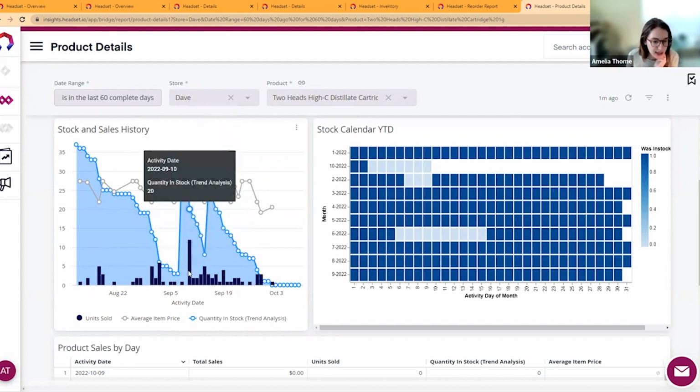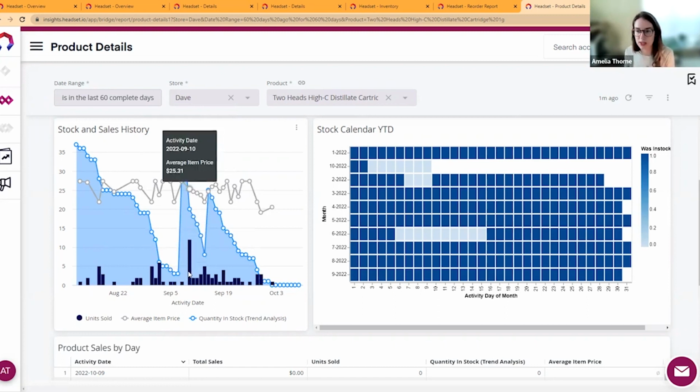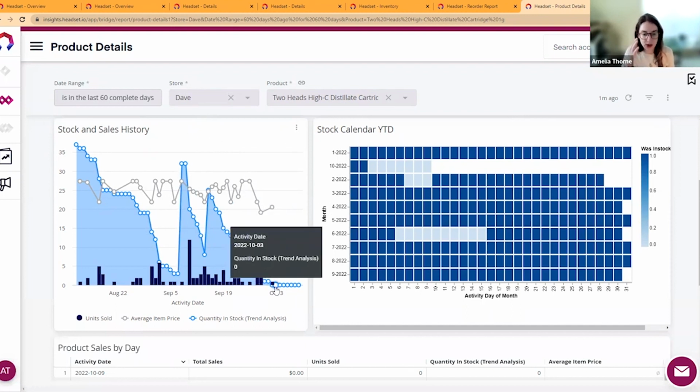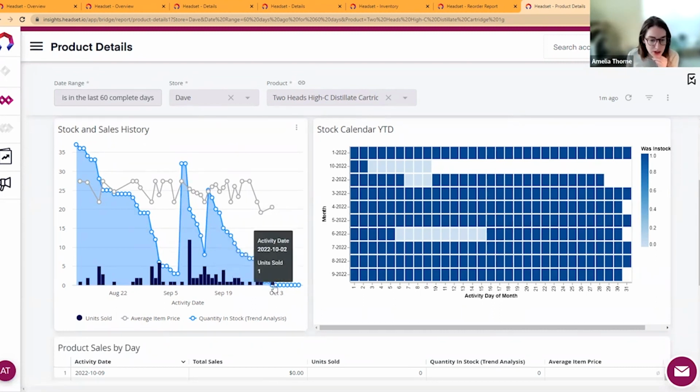It looks like on the 10th, maybe we did a little promo or something like that, because we sold traditionally more units than we usually do. This dark blue is going to be the price as well. So it looks like the average item price has stayed fairly consistent, but you can see the trend there on days when you maybe did a little bit more discounting. So this is really great for understanding the stock and sale. It's possible that you don't have any of these products to replenish the stock, but if you do, this might be a good one to consider because it did sell quite well when it was in stock.